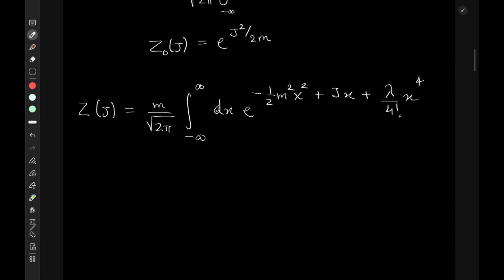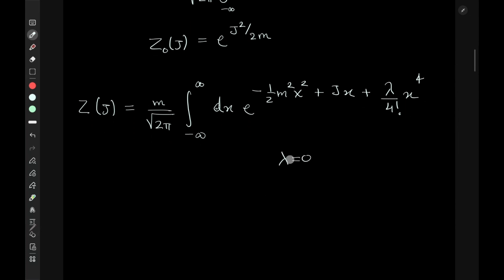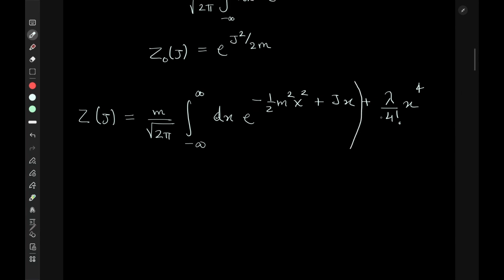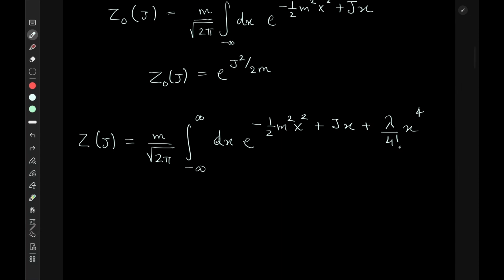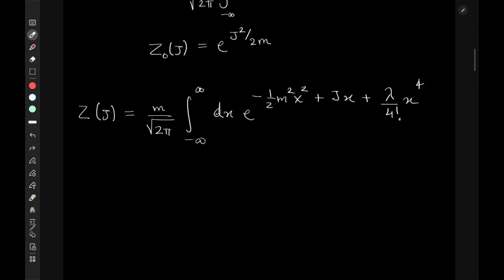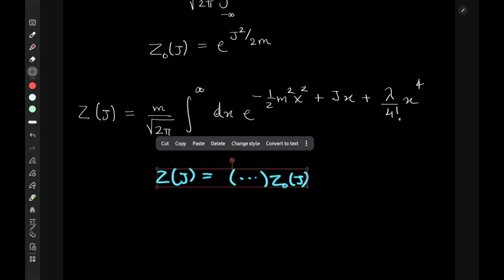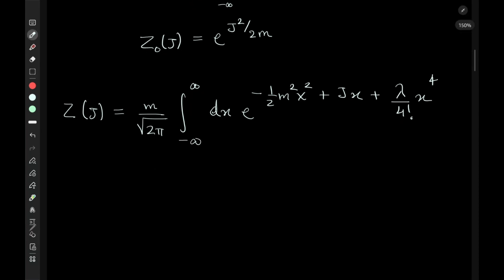Now, if lambda were 0, we would have no problem. This integral would again just become this integral because lambda is 0, and we would be able to solve it and the answer would be this. But right now lambda is not 0, so this integral is different from z0, and the goal is to write z of j as something times this integral that we can solve, which is z0 of j. And we will do that in the following way.